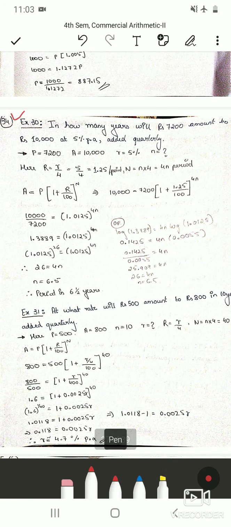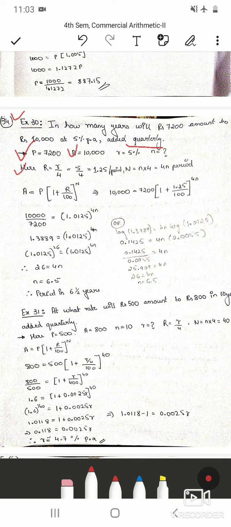So the 30th problem is, in how many years will rupees 7,200 amount to rupees 10,000 at 5% per annum compounded quarterly? So in this question, principal is 7,200, amount is 10,000, small r, that is rate, is 5%, and we have to find out the period, that is small n, and it is given, it is compounded quarterly.